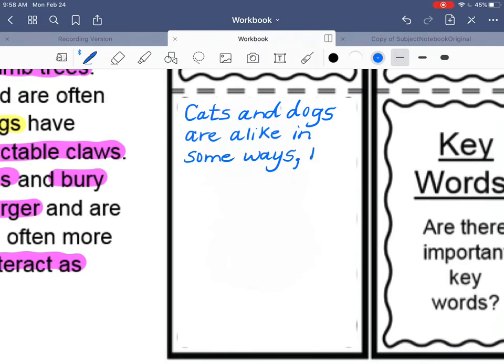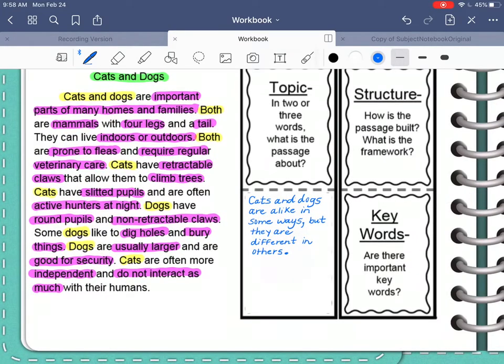Comma. Here's the conjunction. Remember, boys fan. But is one of the conjunctions. But they are different in others. So that was the purpose of this passage. I told you how they're the same, and I told you how they're different. So our main idea needs to reflect that. We need to talk about the way that they're alike and the way that they're different. So something along those lines for your main idea is very good.